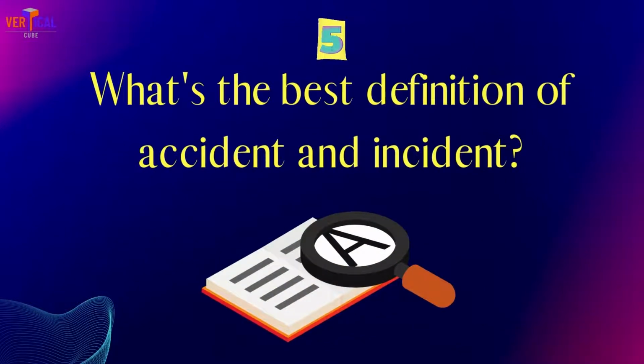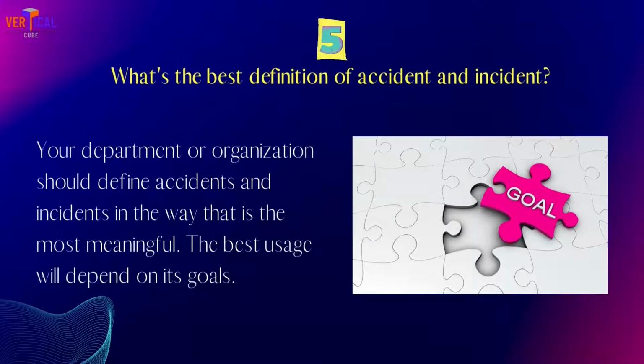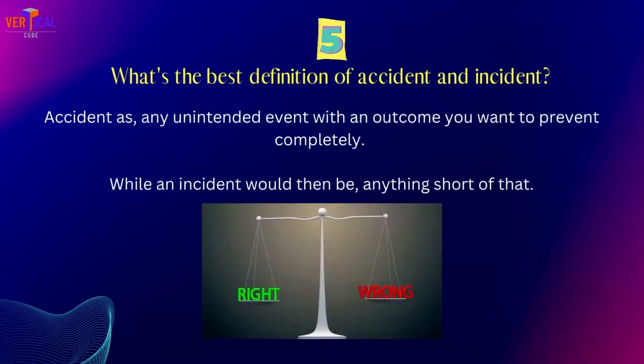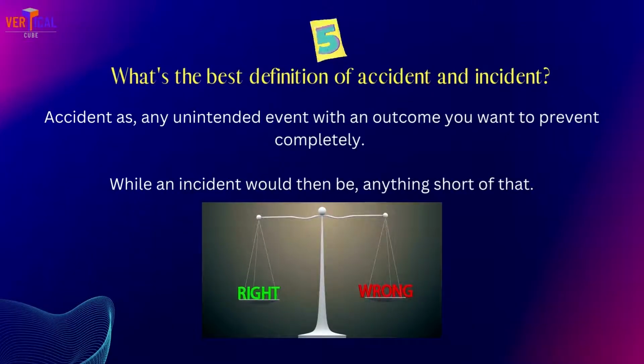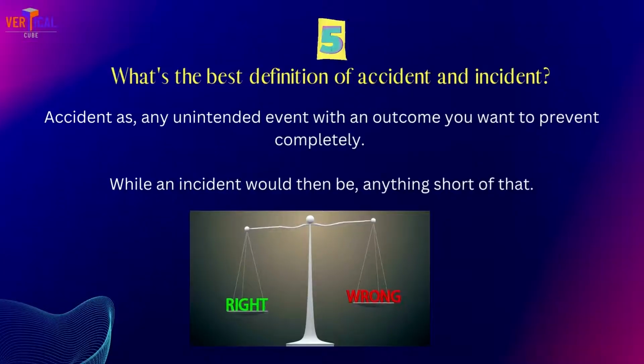Number 5. What's the best definition of accident and incident? Your department or organization should define accidents and incidents in the way that is most meaningful. The best usage will depend on its goals. Ultimately, for these words to be useful for promoting a safer operation, you would define an accident as any unintended event with an outcome you want to prevent completely, while an incident would then be anything short of that. The key is consistency. Pick a model and stick to it, get the definitions down in writing, and make sure that everyone understands your definitions so they use the words the same way.